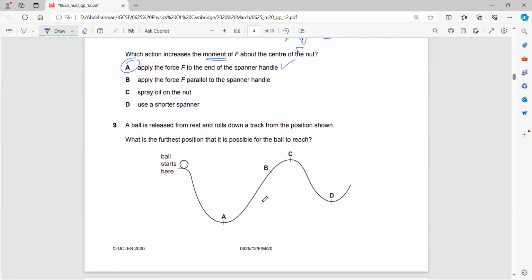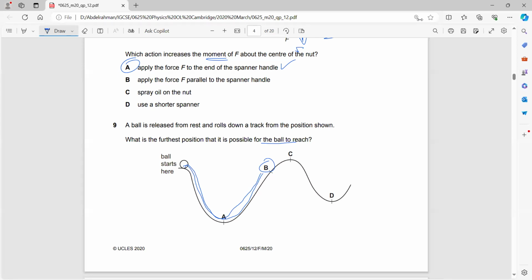A ball is released. What is the furthest position that is possible for the ball to reach? The maximum position, the maximum distance for the ball. The ball will fall down and then it will rise back up. As it rises back up, can it exceed point B? No, it cannot exceed point B.